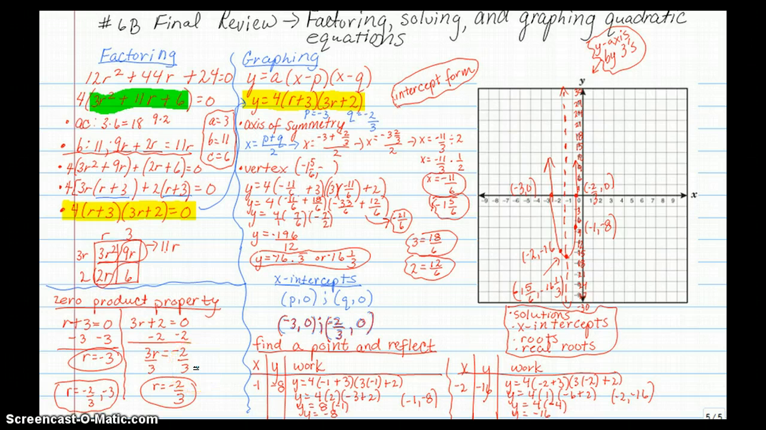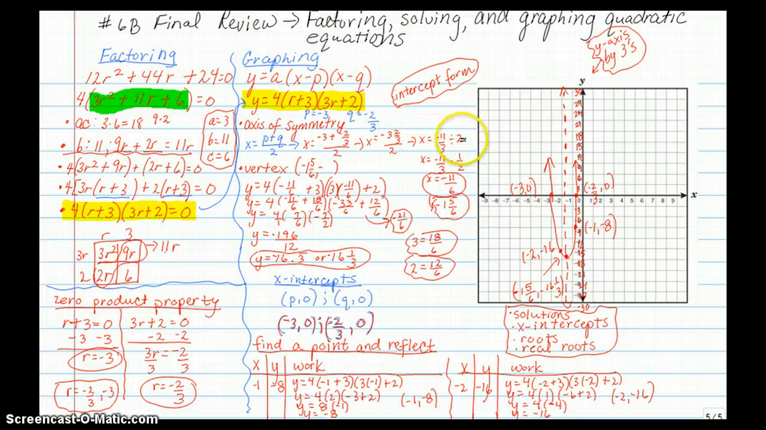Again, this is not so simple to find the middle of, so this time we will need to find the midpoint of this by going p plus q divided by 2. X equals negative 3 plus negative 2/3 divided by 2. X equals negative 3 and 2/3 divided by 2. Well, that gets pretty ugly. You need to change negative 3 and 2/3 to an improper fraction, which is negative 11/3 divided by 2.